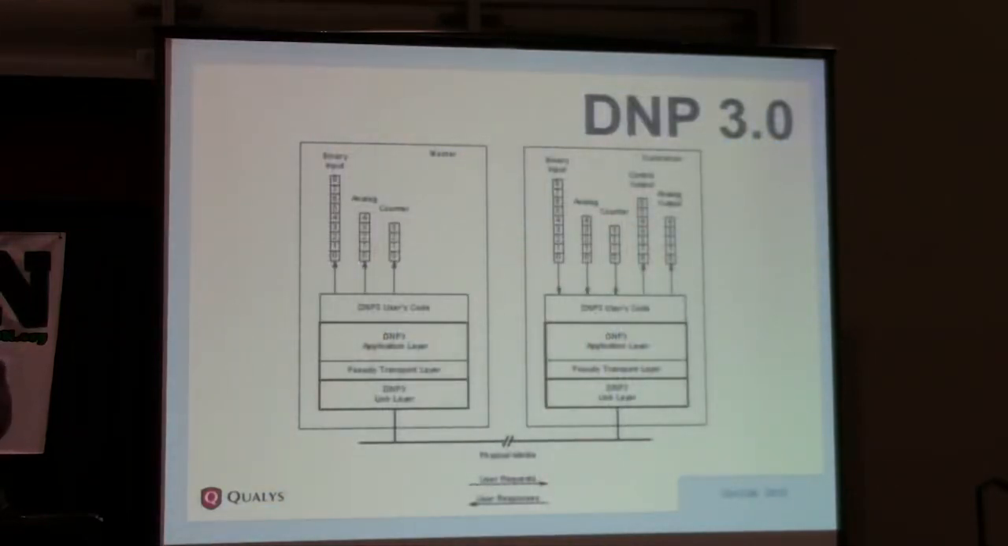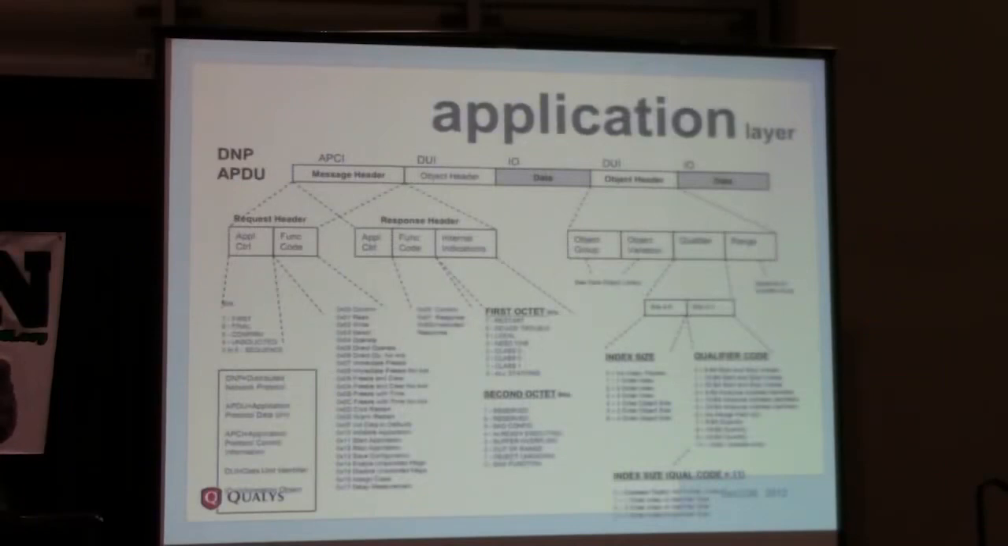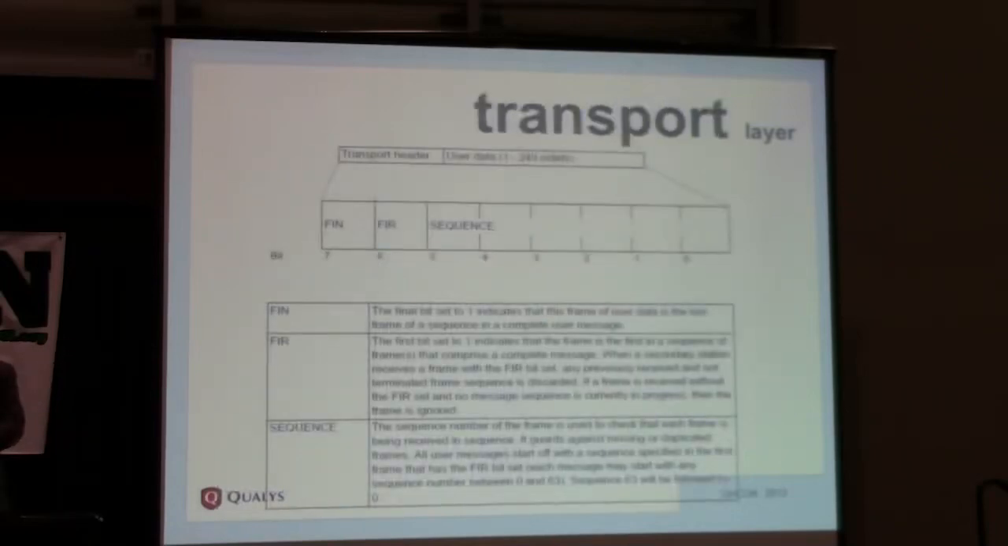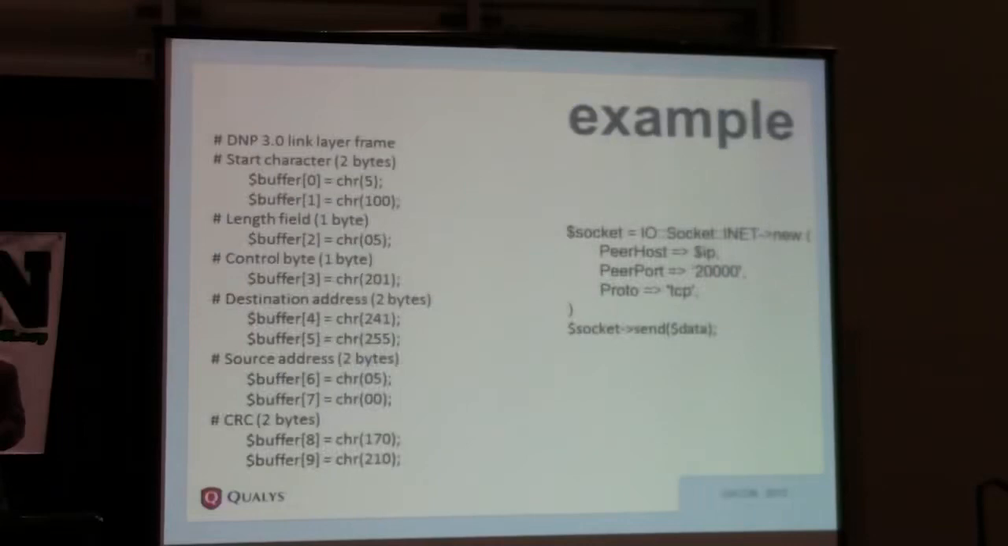So this is what DNP3 looks like in a textbook or in the RFC. It has a user layer, an application layer, a pseudo transport layer, and a link layer. Again, we won't go into a lot of detail about DNP3, but all you have to know is it has similar things. It has a request part and a response part. You send some request saying, hey, this is a read request, this is a write request, and you get a response.